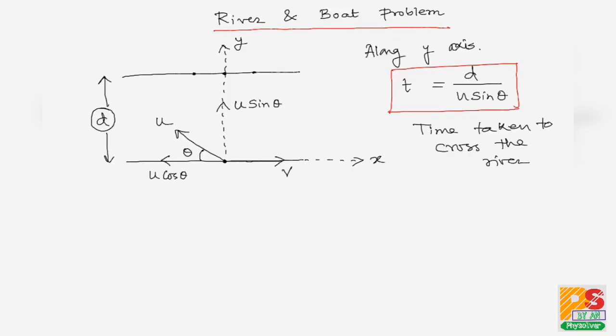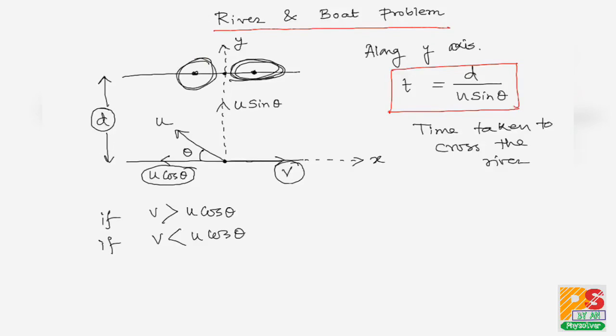Now, who will decide whether the boat will reach the exact opposite point or this point or this point? It will be decided by the values of v and u cos theta. If v is greater than u cos theta, the boat will reach somewhere here, and if v is less than u cos theta, the boat will reach here. Clearly, if v equals u cos theta, the boat will reach the exact opposite point of the starting point.